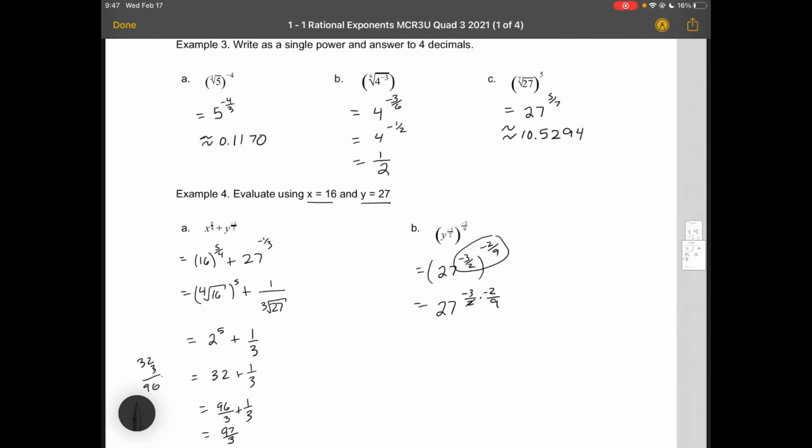I can cross reduce right here, I'm left with minus 1, and I can cross reduce right here, I'm left with minus 1 and 3, and I'm going to get a simplified exponent of 27 to the 1/3, which I can answer as the cube root of 27, which is 3. Those are some examples of the skills that you should be able to apply using rational exponents.